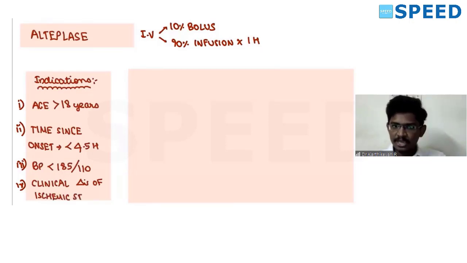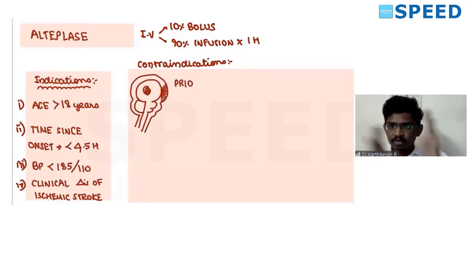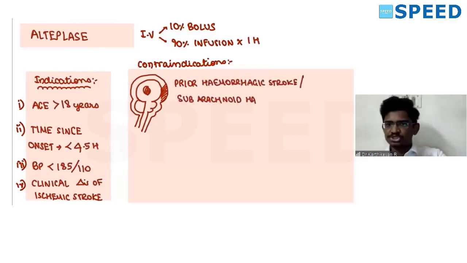And BP should be less than 180/100 as we have discussed. By giving labetalol, we can control it. Less than 180/100 is eligible for thrombolysis. Then, clinical diagnosis of ischemic stroke, or CT guided diagnosis also you can do, ruling out hemorrhage. These are the easy indications which we have learned from these approaches.